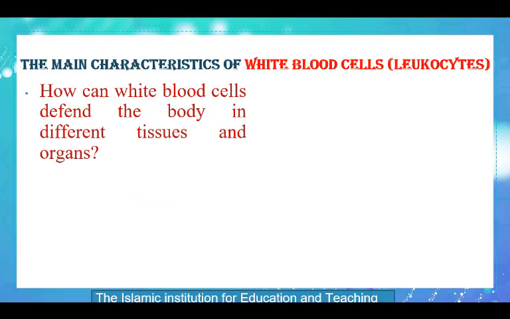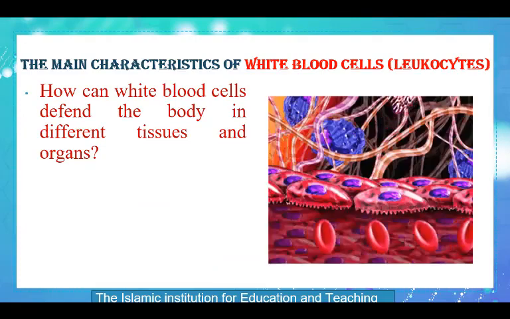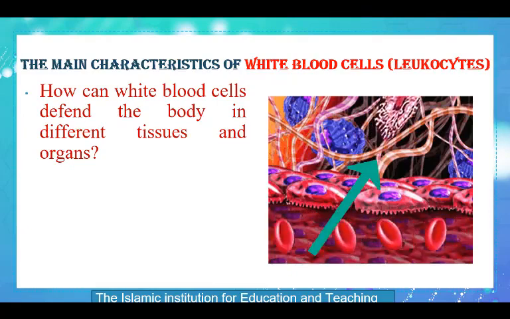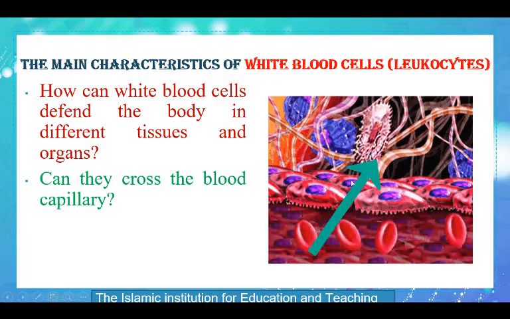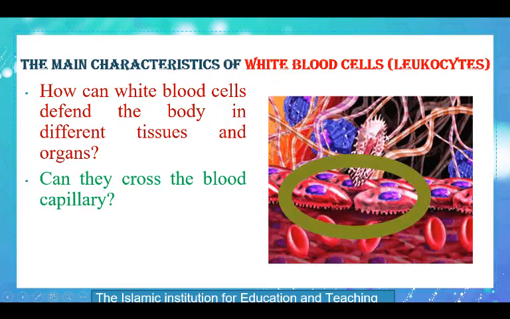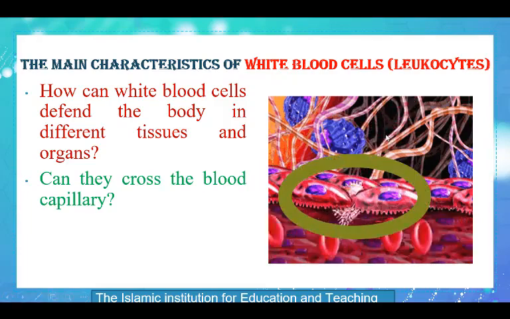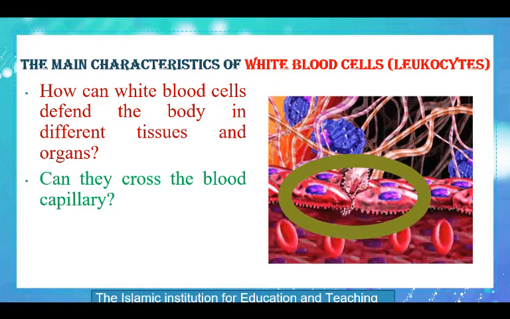How can white blood cells defend the body in different tissues and organs? Can they cross the blood capillary? If yes, how? White blood cells can change their shape easily. This is the second characteristic. Then the first characteristic was that it's colorless.